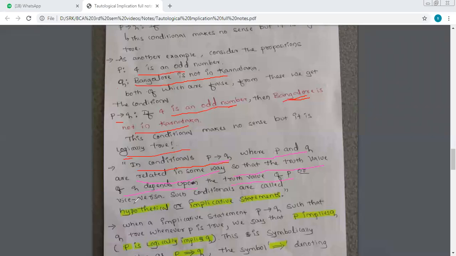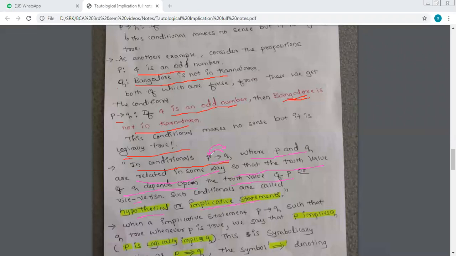Or vice versa. See here, P conditional Q: Q's truth value depends upon P, and P's truth value depends upon Q. So that is called a hypothetical statement or implicative statement, or also we can call it logical implication or tautological implication. Any doubt?